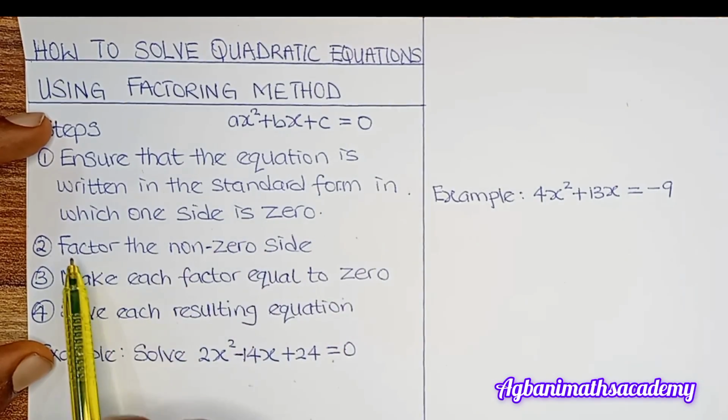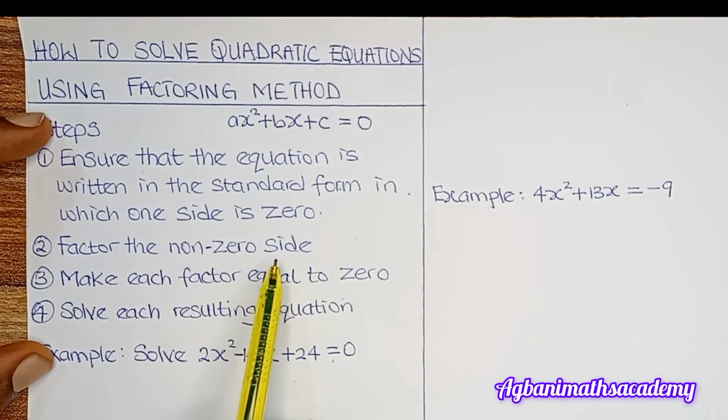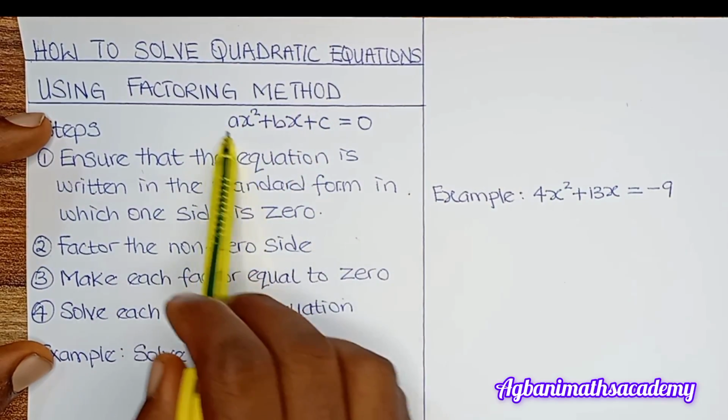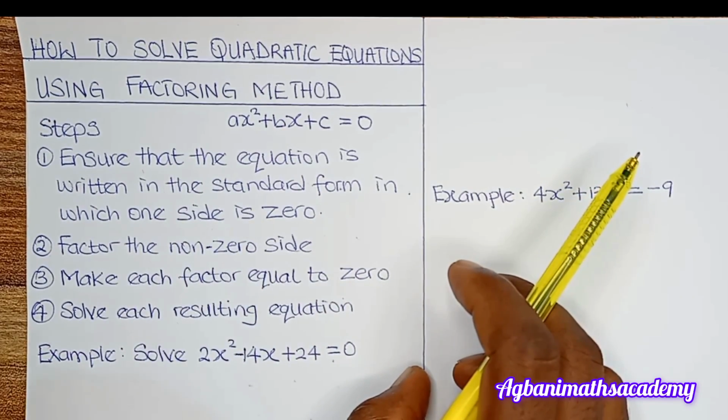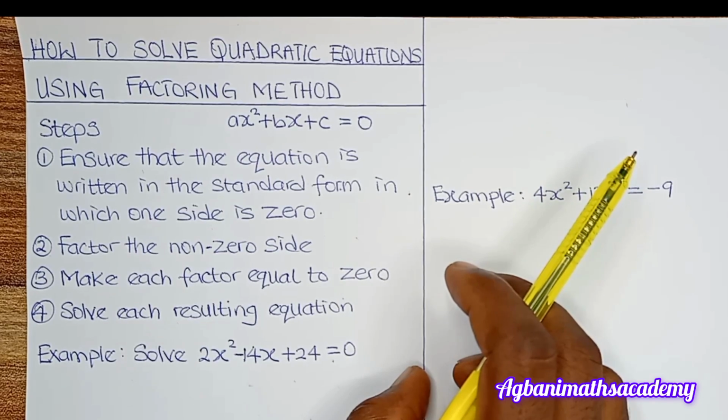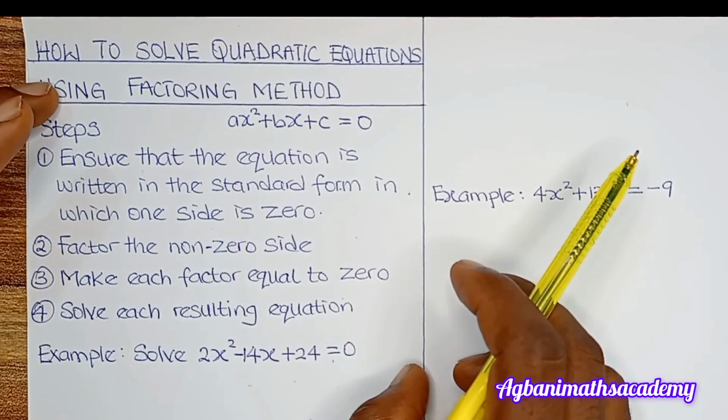The second step is to factor the non-zero side. This is the left side of the equation, and you have to factorize it. In our previous lesson, we saw how to factorize quadratic expressions. You can go to our playlist on quadratic equations to see all the video lessons that we have done on quadratic equations.